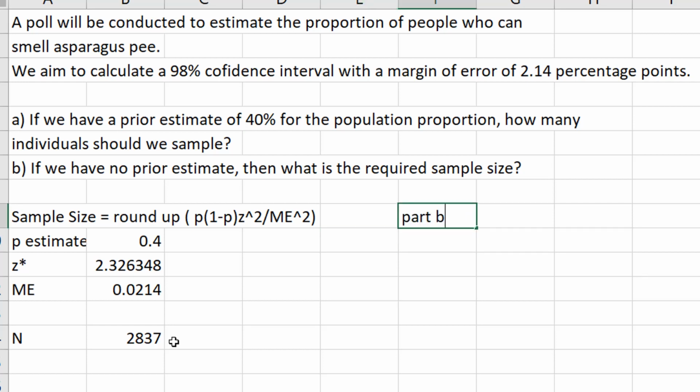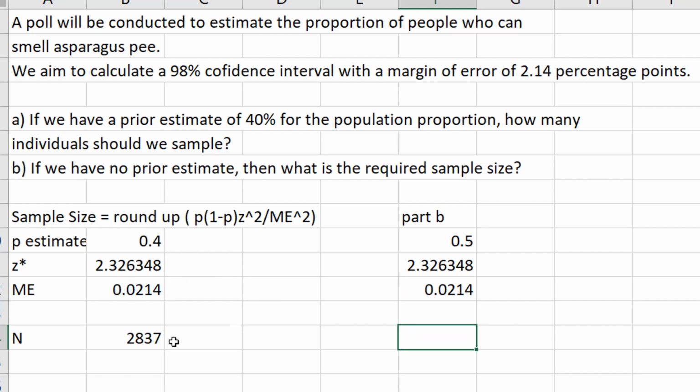part B, for the P estimate, I'll use 0.5, because you always plug 0.5 into the formula if you don't have a prior estimate, because that's the widest the confidence interval can get. The margin of error is widest when your sample proportion is 0.5. Once it gets larger or smaller than 0.5, the margin of error starts shrinking. So we use 0.5 to be overly cautious. And this other stuff is the same, so I'm going to just copy this stuff over.